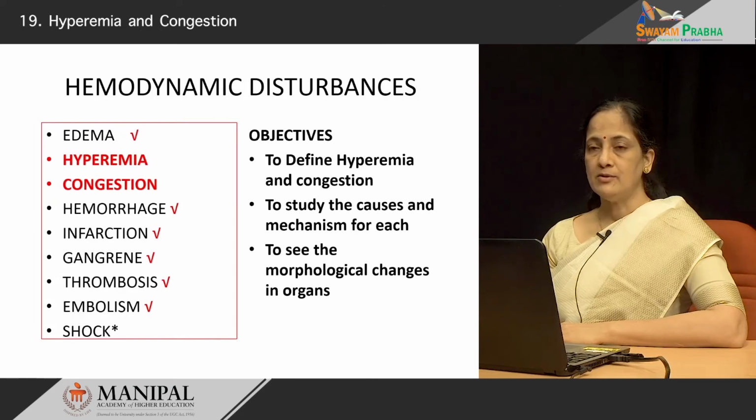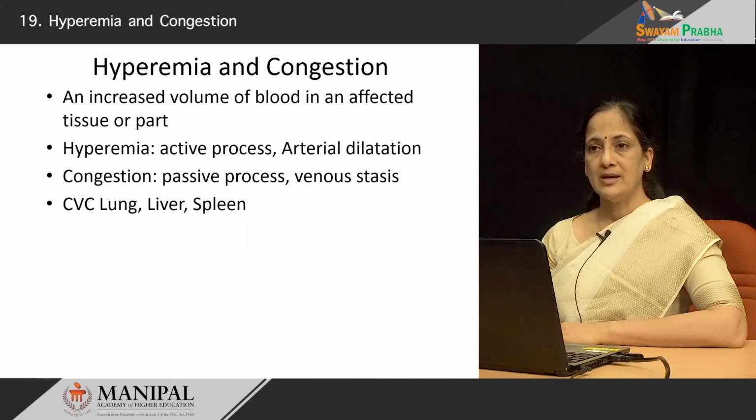We therefore have now gone through hyperemia and congestion. We have seen that hyperemia is an active process caused by arteriolar dilatation and congestion is a passive process caused by venous stagnation. We have seen the mechanism. We have seen that there are some changes occurring in organs like the lung, liver and spleen. The lung, we see brown induration. In the liver, we see nutmeg appearance, and the spleen becomes markedly enlarged, resulting in hypersplenism.